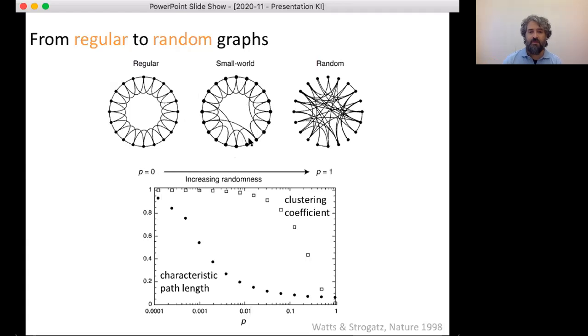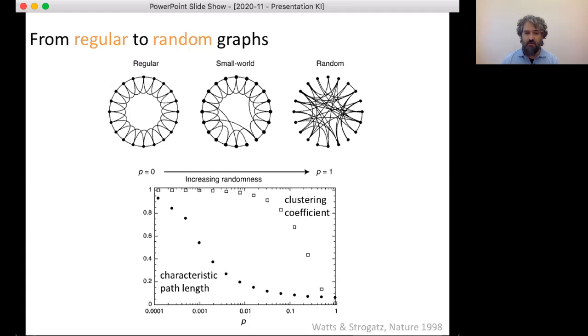Just to give you an example, if you become friends with someone in the US, you create a shortcut between Sweden and the US, and all your friends get a very short path length to all the friends of your friends in the US. You see, you need very few shortcuts to decrease dramatically the path length, but this doesn't change the clustering coefficient too much.